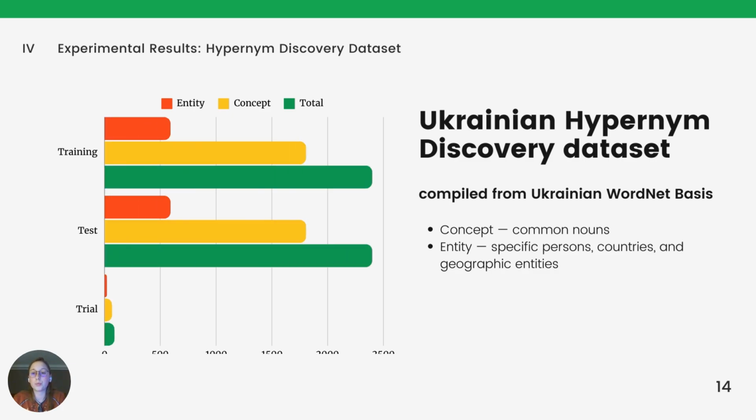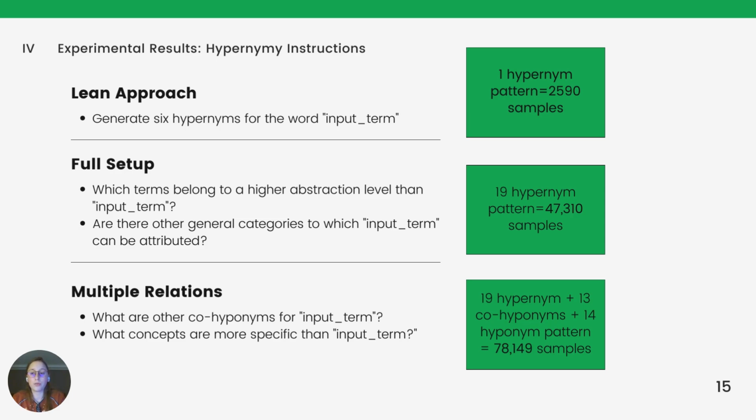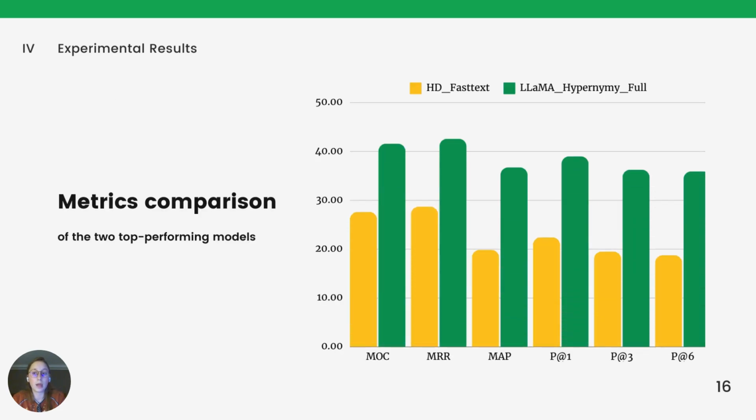To discover hypernyms, we collected a dataset using the created basis of the Ukrainian WordNet. Following the original competition methodology, we used a 50-50 split for training and testing, and also provided a small trial set. Additionally, we divided the input terms into concepts and entities, distinguishing between common and proper nouns. For the instruction-following LLaMA model, we conducted 3 experiments that varied in the types of the instructions and their quantity.